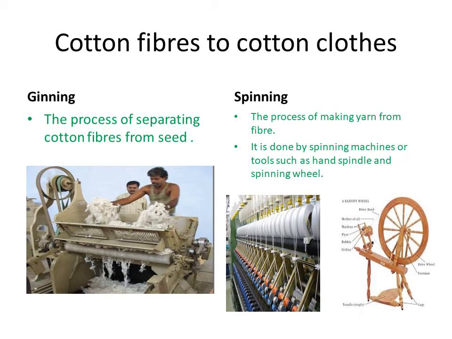Then the yarn is used to make fabric. So the first process is the harvesting of cotton boll, then the next process is ginning. After ginning, the process is spinning. After spinning, we will get yarn. That yarn is used to make the fabric.